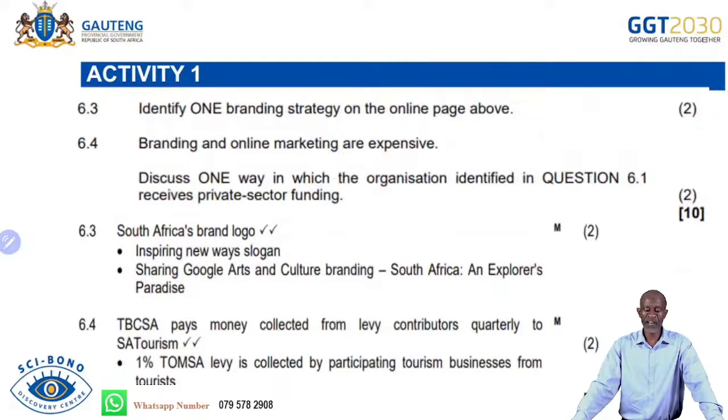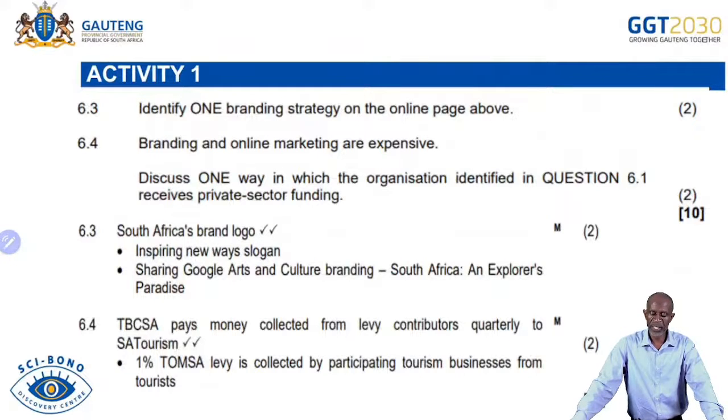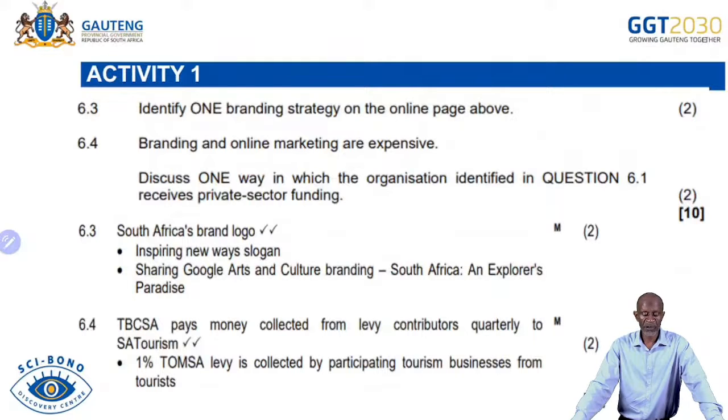6.3, identify one branding strategy on the online page above. So, may we take it with 6.4 to say, branding and online marketing are expensive. So it says, discuss one way in which the organization in question 6.1 receives private sector funds. 6.3, if we have to answer it, it says identify one branding strategy on the online page above.